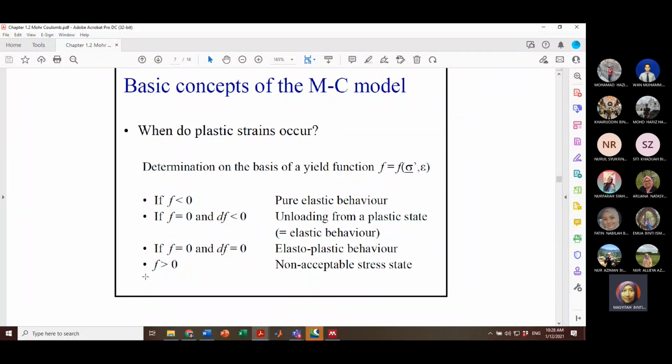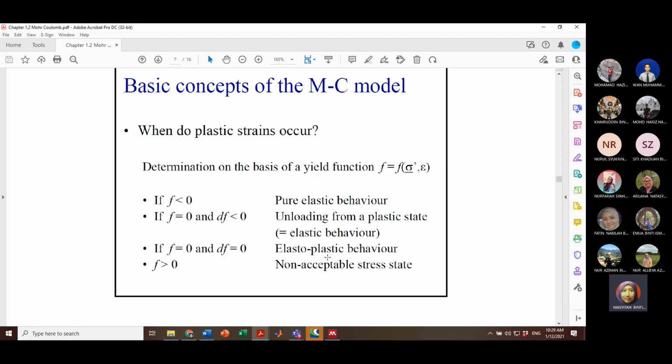Kemudian in part of explaining to you what is the yield function, the yield function can be in a few conditions. For example, if you have the yield function f less than 0, so it is purely elastic behavior. Yang mana dia tak reach to the plastic conditions. But then if you have the f equal to 0 and the yield failure criterion increment is less than 0, that is the unloading from a plastic state. So that is the condition for the elastic behavior. Tapi kalau keadaan di mana you have the yield function f is equal to 0 and the f increment is 0, that is the elastoplastic behavior.